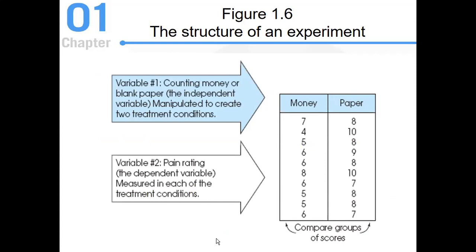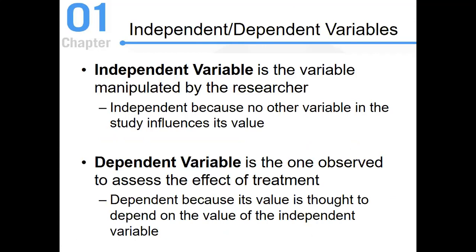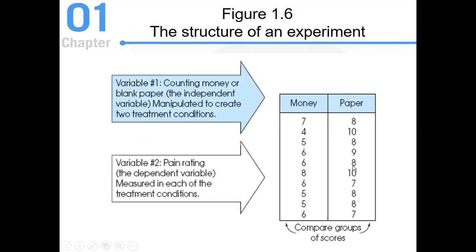The condition of counting money versus counting paper, that's referred to as the independent variable. The independent variable is the variable manipulated by the researcher. Put differently, the independent variable is what we think causes the outcome. We think it causes the dependent variable. The dependent variable is the outcome measure. It's dependent because its result is thought to depend on the value of the independent variable. So if you look at this study here, the independent variable is whether you're counting money or paper, the counting condition, and the dependent variable is the pain rating.